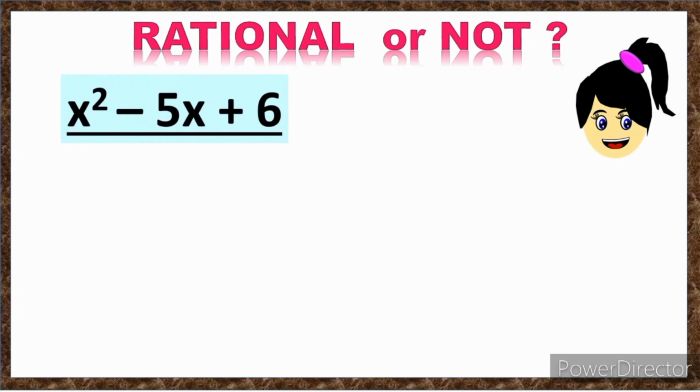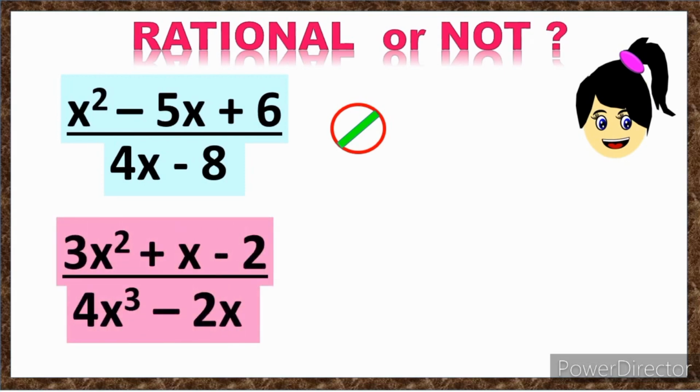Okay, since alam na natin kung ano ang polynomial, then we can proceed to the rational expression, rational algebraic expression. Okay, again, ang rational algebraic expressions ay mayroong dalawang polynomial which is isa sa numerator, isa sa denominator. Okay, yung first polynomial natin na nasa numerator, positive exponent, no variable in the denominator, and no fractional exponent. Same with the denominator. Therefore, this is rational algebraic expression. Okay, next example, we have 3x squared plus x minus 2 over 4x cubed minus 2x. Okay, observe the two polynomials, both numerator and denominator have positive exponent, no fractional, and no variable in the denominator. Therefore, this is rational algebraic expression.